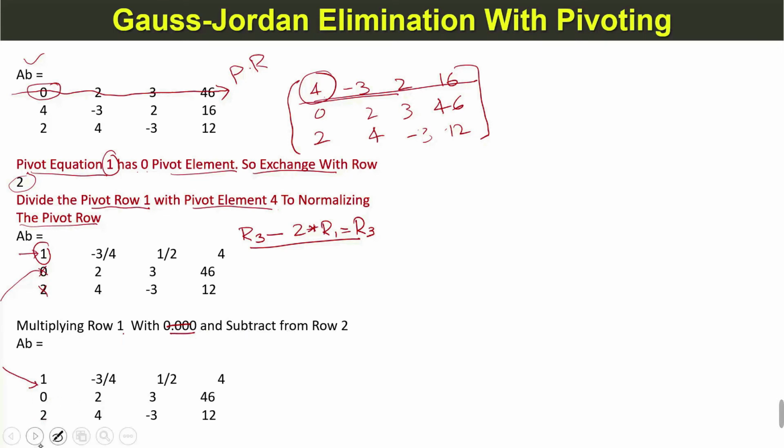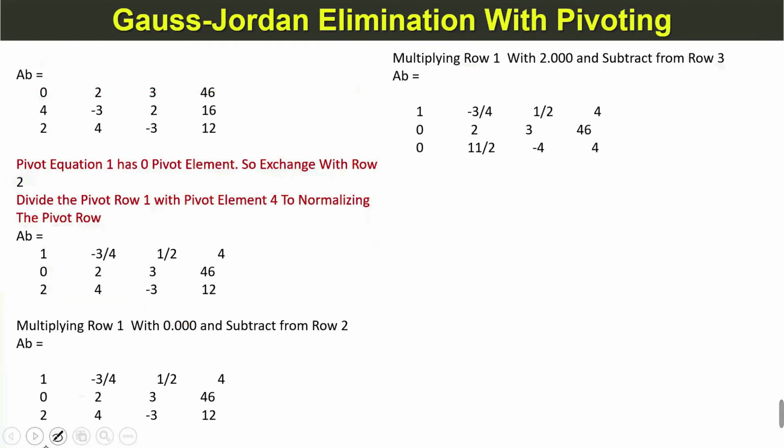Next we multiply this one. Here we can see that we multiply row 1 with 2 and subtract from the third row. After simplification, we can see that this is now eliminated. Next, this is the next pivot row, and we will normalize this row by dividing by the pivot coefficient, which is 2.